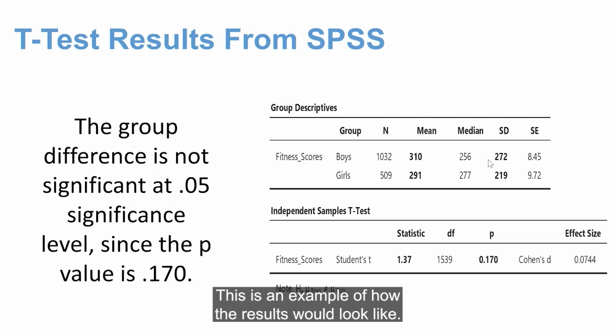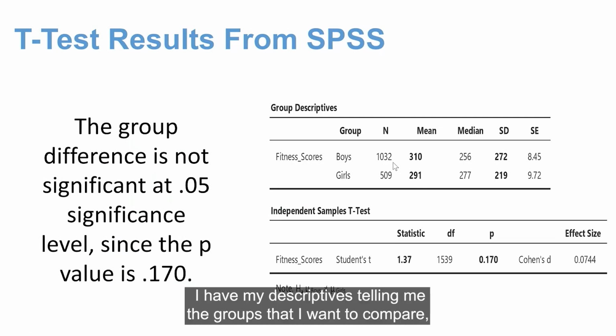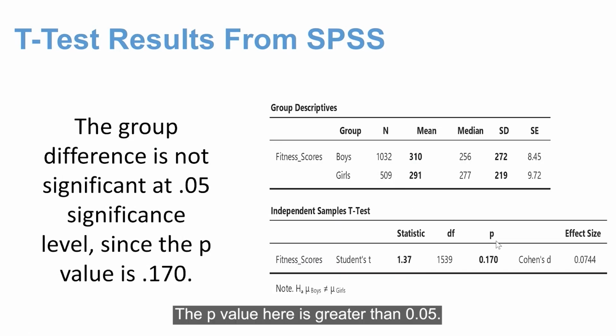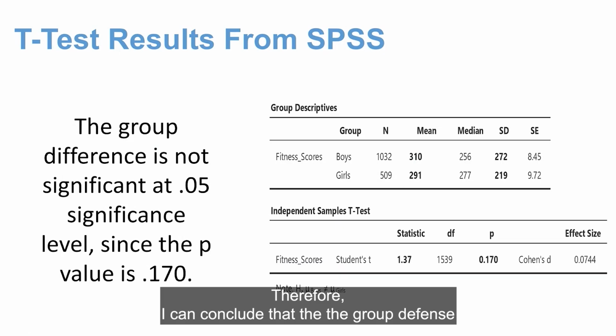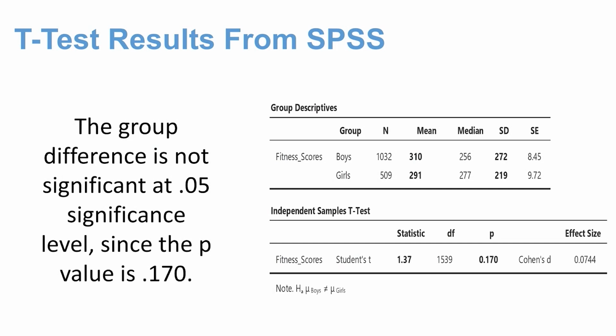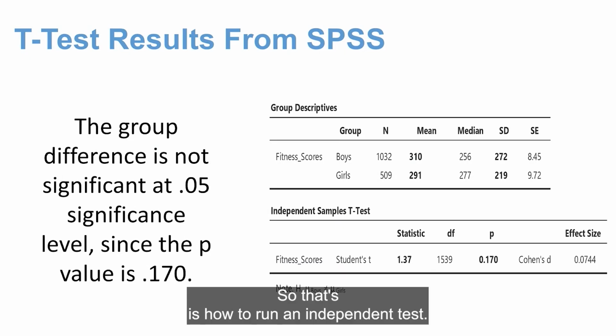This is an example of how the results will look like. I have my descriptives telling me the groups that I want to compare, and this is my overall test to see if the two groups are different or not. The p-value here is greater than 0.05. Therefore, I can conclude that the group difference is not significant at 0.05 significance level. So that is how to run an independent t-test.